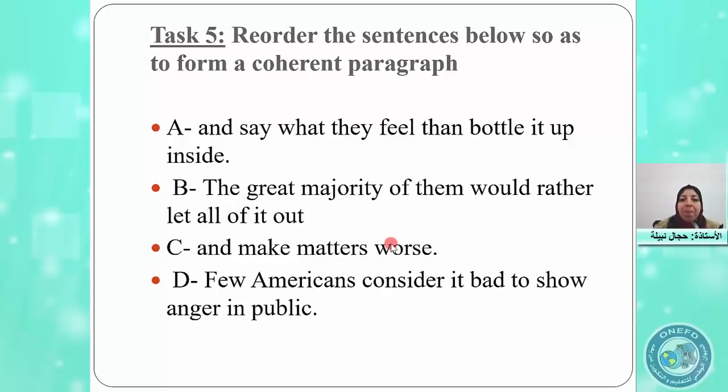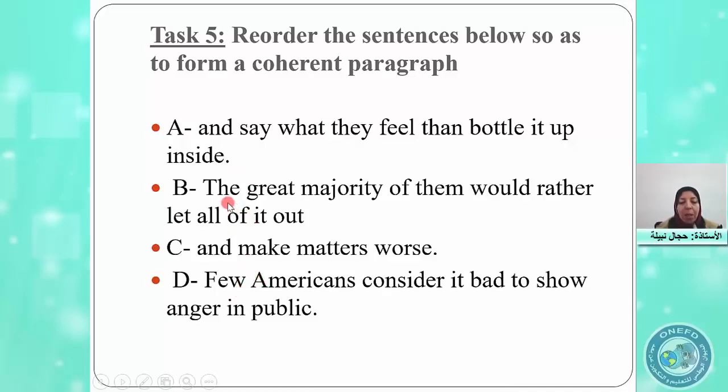Ordering sentences so as to get a coherent paragraph. So something that can help you to have a correct answer in this kind of activities is capitalization and punctuation. So which sentences here start with a capital letter? As you can see, the B and the D. So you have eliminated C and A. Now, which one of the two can be the first one?